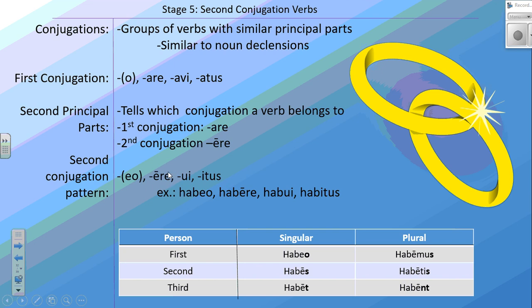But if it has a long ERE in the second principal part, you're now responsible for memorizing that vocabulary form. So if you haven't been learning those vocabulary forms, you need to make sure you go back and memorize those. Go back through your list, look for any with a long ERE or an EO in the first principal part, and make sure you memorize them. That's it. Short and sweet second conjugation verb lesson for you guys there.